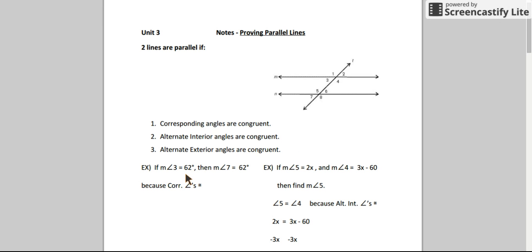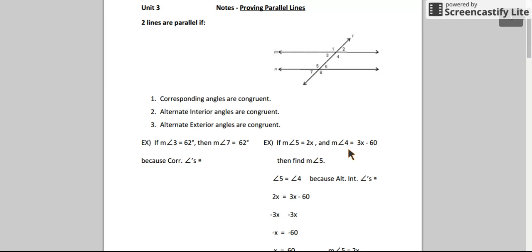If the measurement of angle 3 is 62 degrees, then what is the measurement of angle 7? We'll establish their type of angles. They are corresponding angles. So corresponding angles must be congruent in order for these two lines to be parallel. So if angle 3 is 62 degrees, angle 7 must also be 62 degrees because corresponding angles are congruent. So figure out what type they are, think about what relationship must be true, and then you can answer these questions. Let's do one with a little bit more algebra.